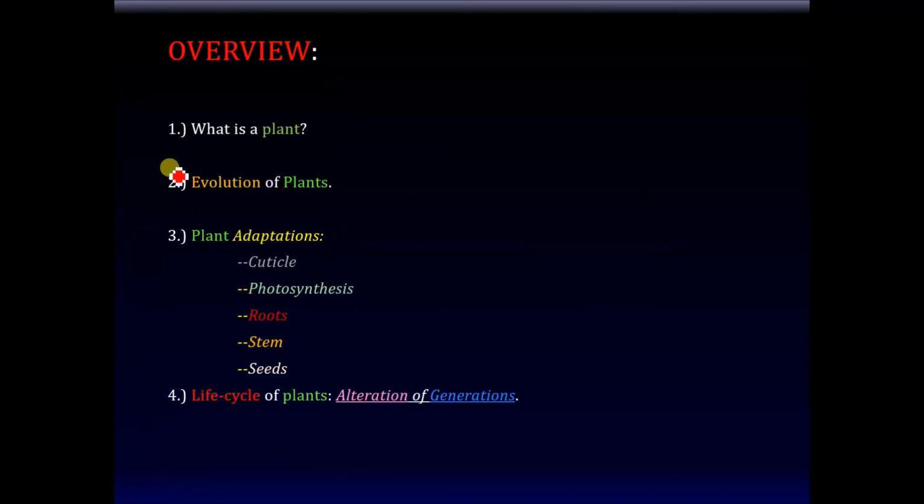So what have we talked about so far? We defined what a plant is. We suggested the evolution of plants from the green algae, perhaps, and we commented on some plant adaptations such as the cuticle, photosynthetic organs, the roots, stems, and seeds. Inshallah, after a brief pause, we shall talk about the life cycle of plants, a very important phenomenon, the alternation of generations.